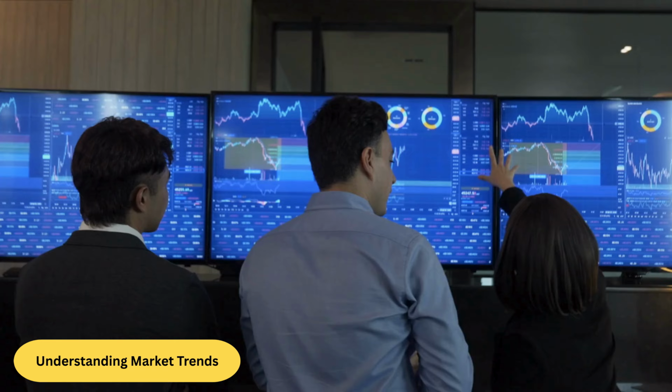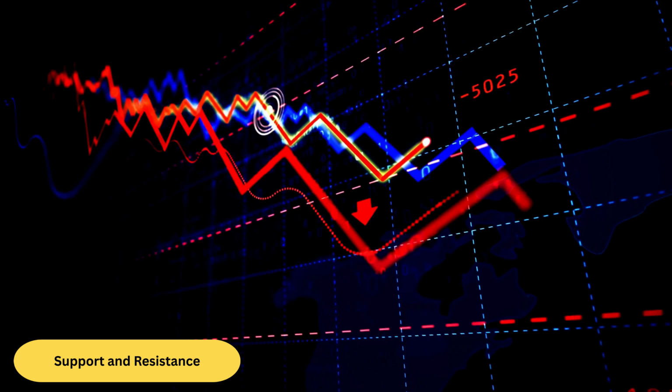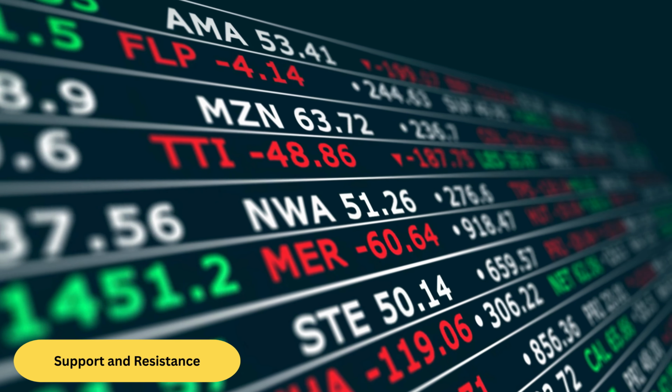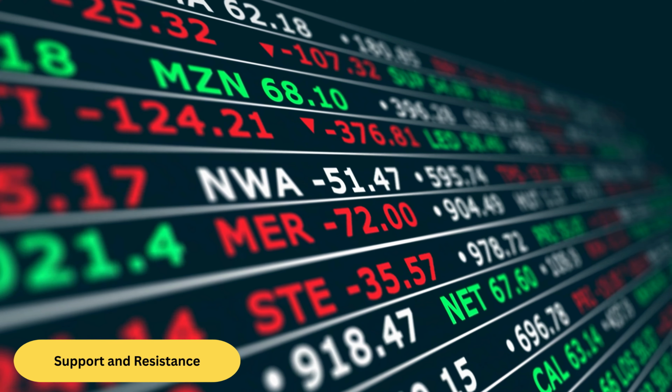Support and resistance. This concept alone can change your results. Support. Area where price stops falling. Buyers enter. Acts like a floor. Resistance. Area where price stops rising. Sellers enter. Acts like a ceiling. Support and resistance are zones, not exact lines. Price memory is real. Markets remember past reactions.